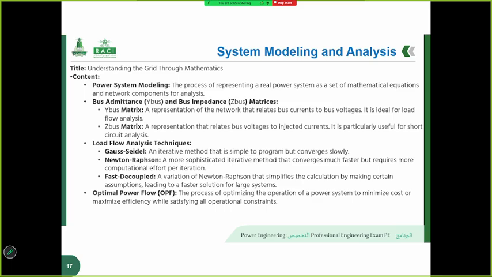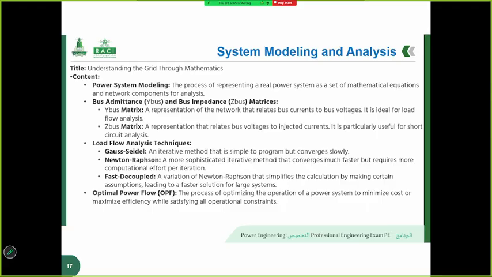The Gauss-Seidel method is a straightforward iterative technique that is easy to program. However, it converges slowly and may struggle with larger, more complex systems. The Newton-Raphson method is a more powerful and widely used method that converges much faster and more reliably than Gauss-Seidel. It requires more computational effort per iteration, but is preferred for its speed and robustness on larger scale power systems.